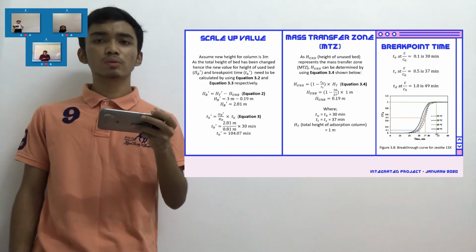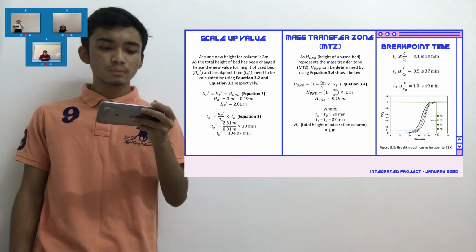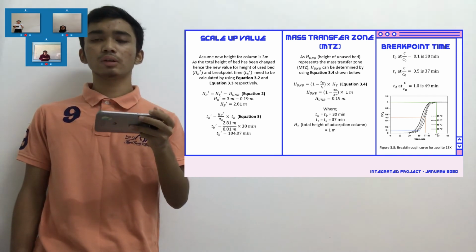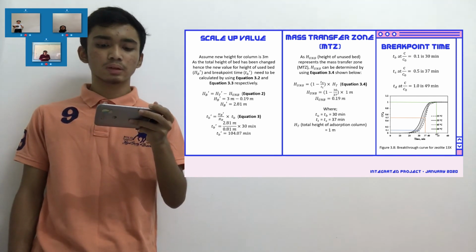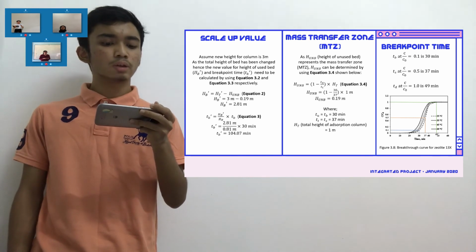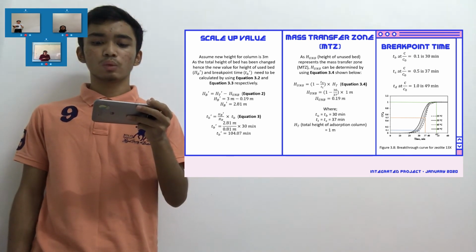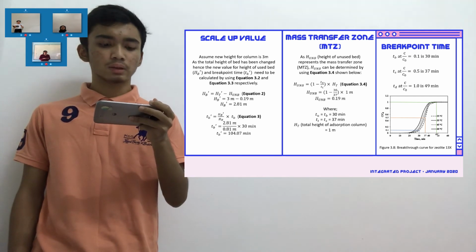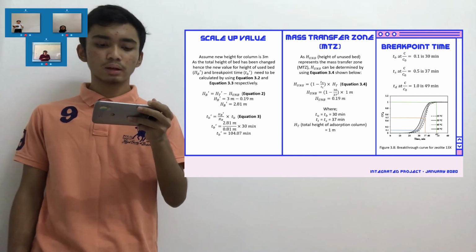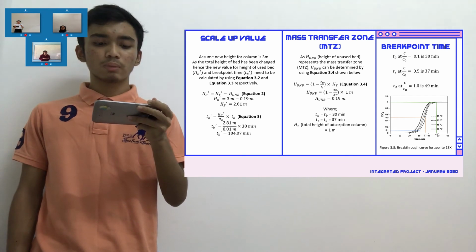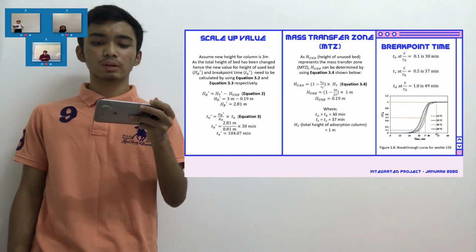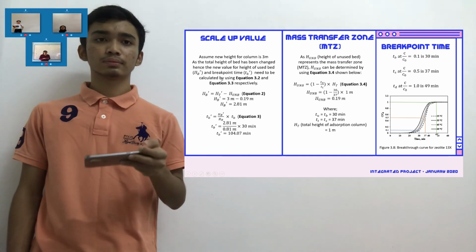So we have assumed that the height of the adsorption column for scale out purposes is about 3 meters. Hence, the new height of unused bed and new breakthrough point can be determined, where we get HB prime equal to 2.18 meters, and also TB prime equal to 104.7 minutes based on the relations shown in the slide.